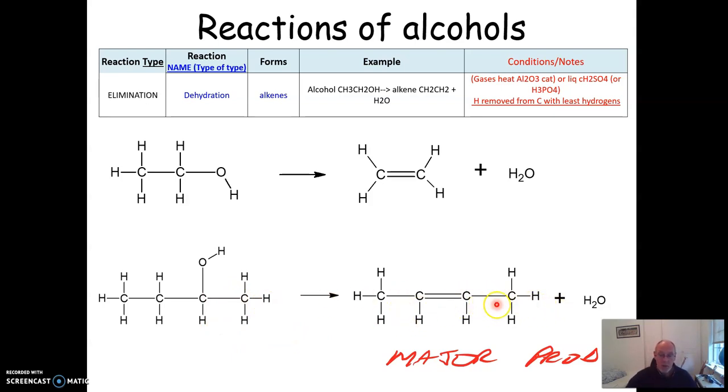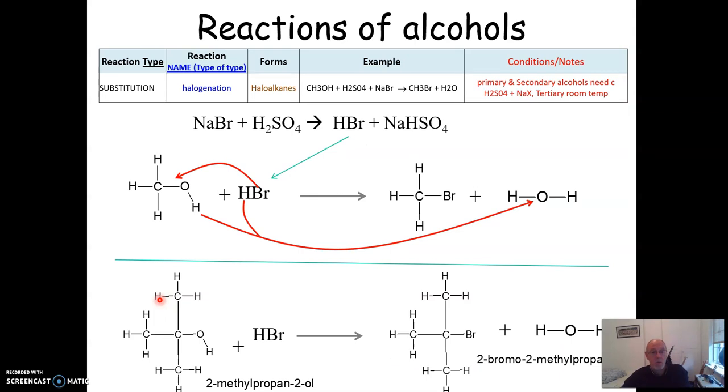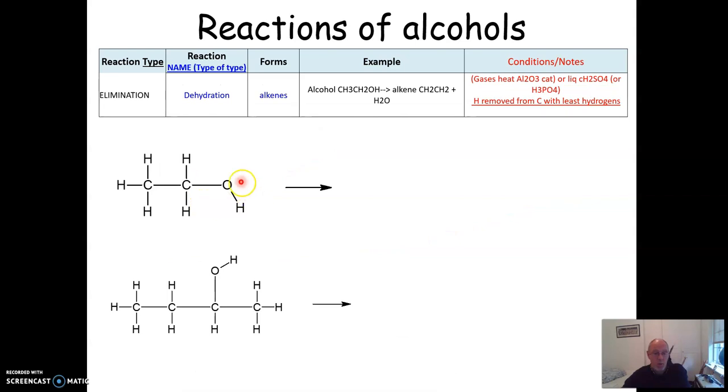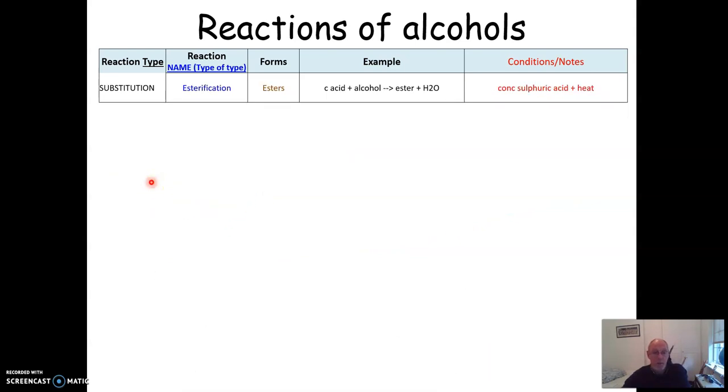So obviously if we're going to name this, this is going to be butene, and this was butanol. That's the elimination reaction, and the one before the elimination was the substitution reaction, where the bromine went off and the OH came on. Here you're just losing the OH and you're losing the hydrogen. So that was elimination.